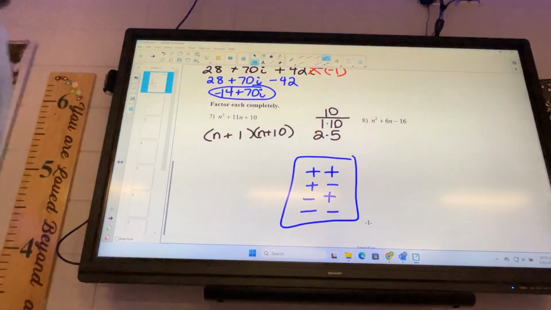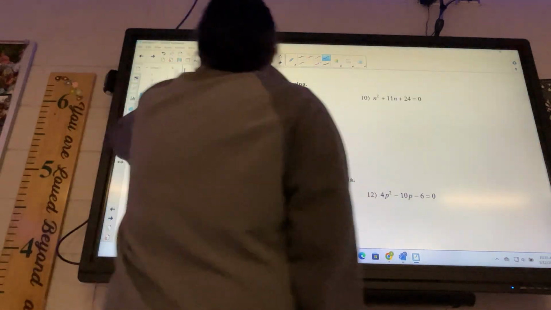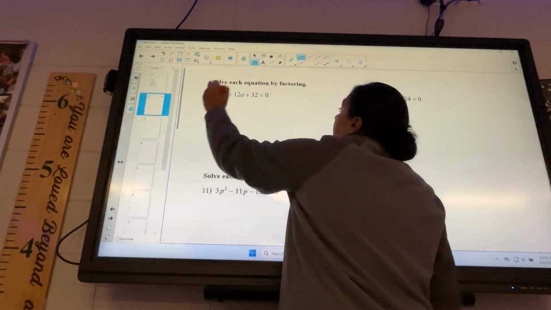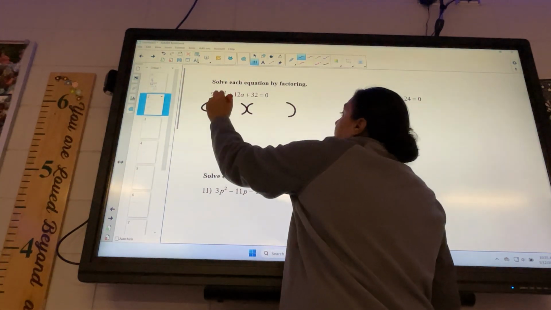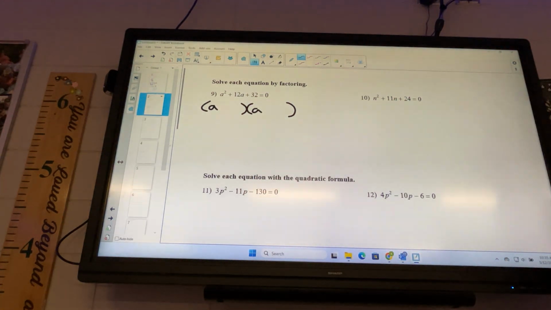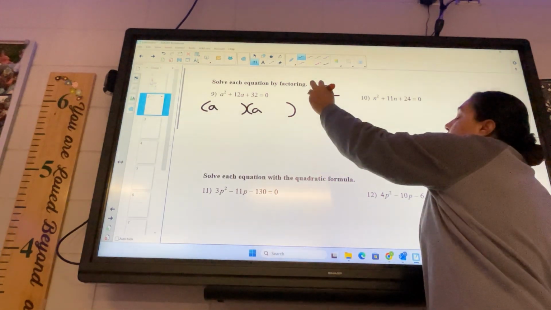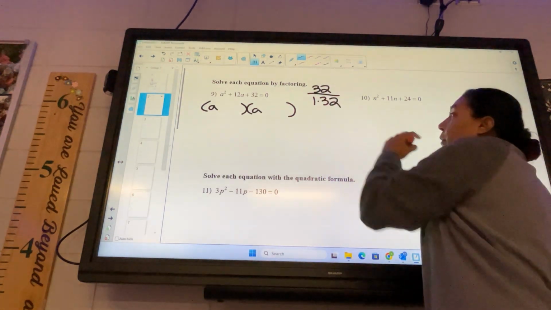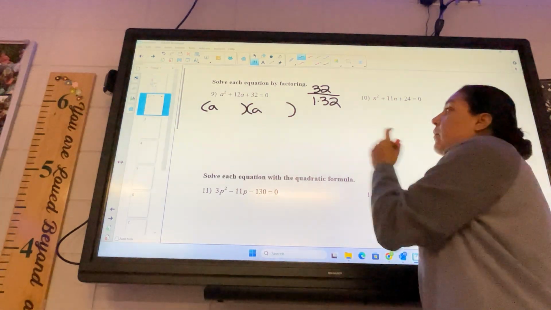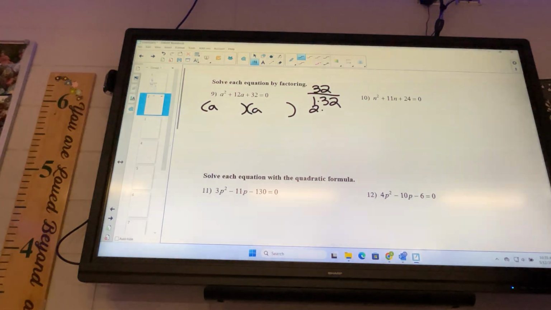Okay, what is different from number 9 to this one? There's an equals, okay? So we're going to draw our 2 parentheses, and we're going to say A and A. We're going to make a list of what number? 32. What's the first one always? 1 and 32. Does 2 go in? Yes, it does. So you'd say on your calculator, 32 divided by 2.